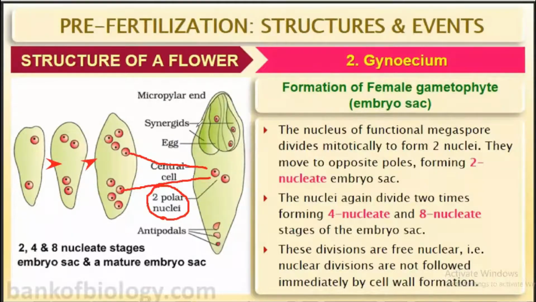The 3 cells present at the micropylar end are known as the egg apparatus. What is it called? It is called the egg apparatus. I'll write here, listen carefully. Egg apparatus.